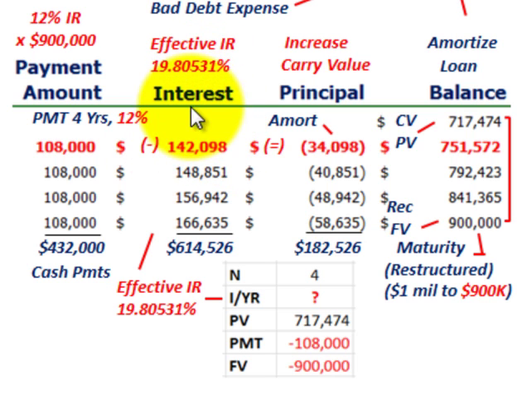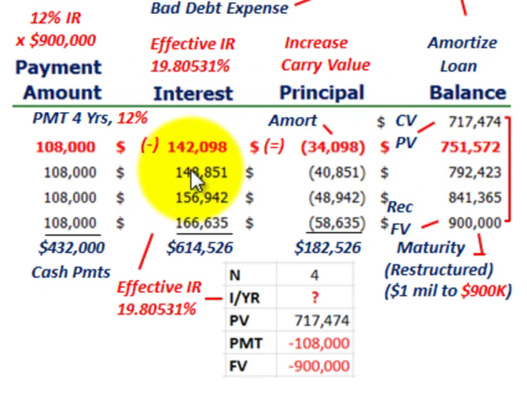So again, using your effective interest rate to amortize it, you start out with your balance, $717,474, times that effective interest rate, 19 point, and those decimal points. Take that times the beginning balance, and you're going to get the interest for the first year, $142,098. Compare that to your cash payment of $108,000, and this is what you're going to amortize. The difference between those is $34,098. So you add that to your beginning balance, you come up with your new balance, $751,572.